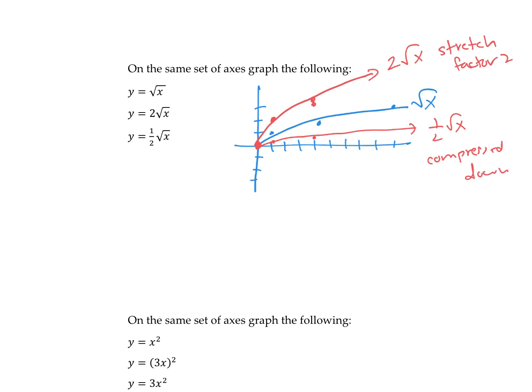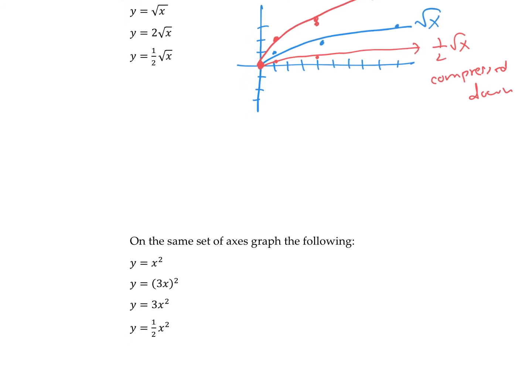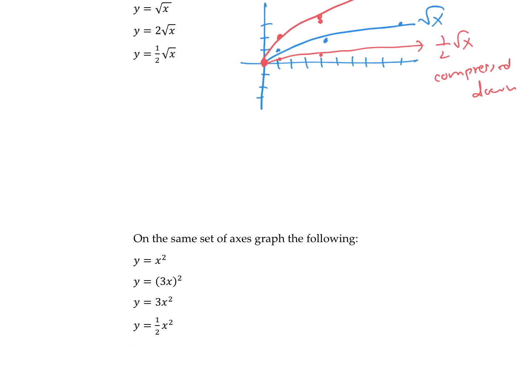It's really important with stretches and compressions to know where that number is. Is it inside or outside? Because if I look at the top one, I can say it's vertically stretched. I could also say it's horizontally compressed. They will do the same thing. So pulling something up also squishes it in.